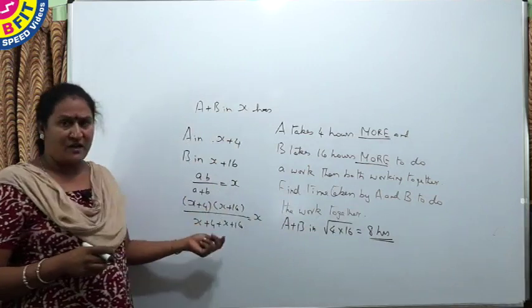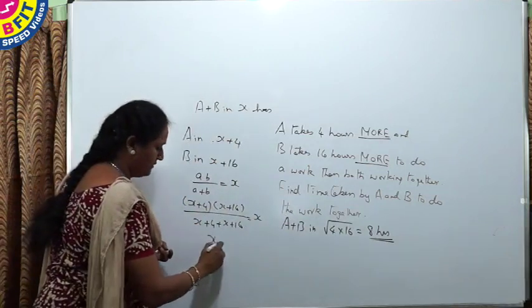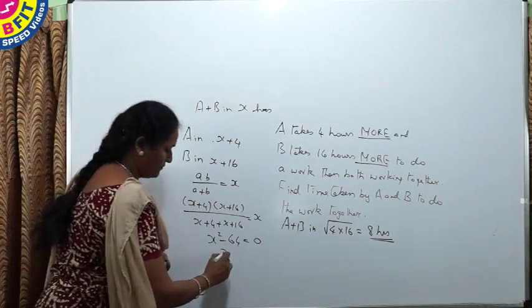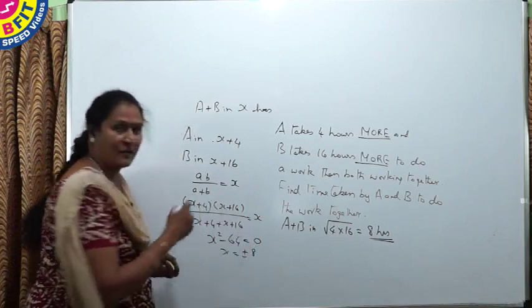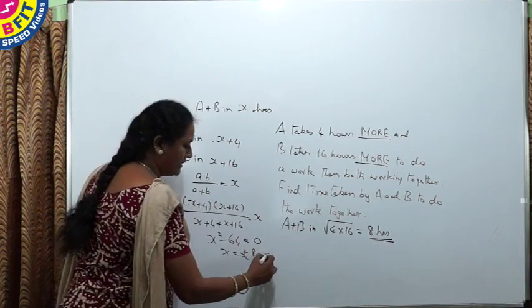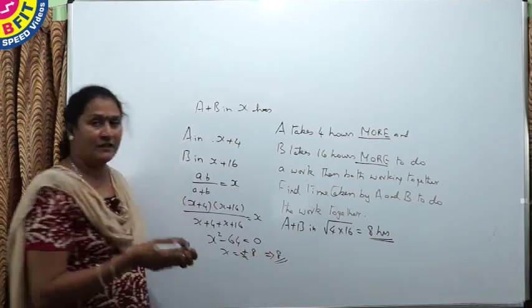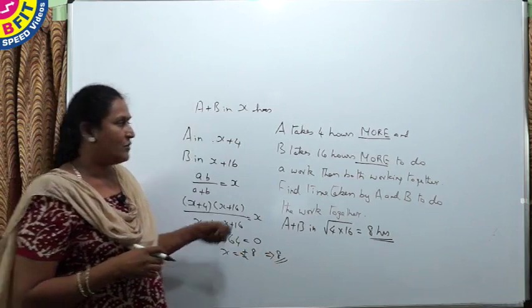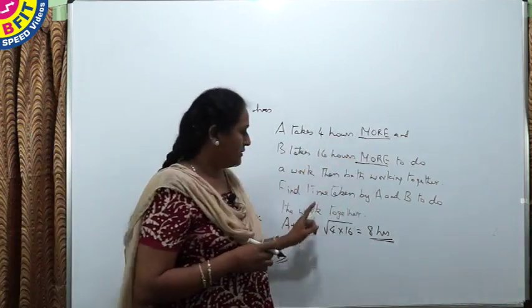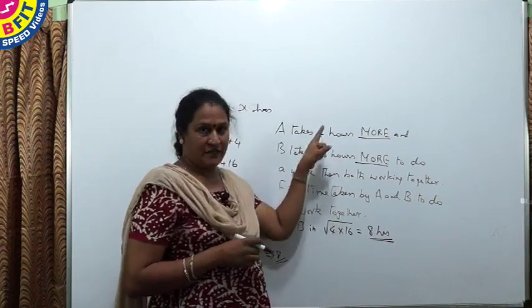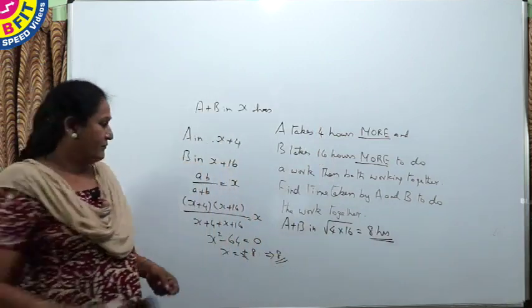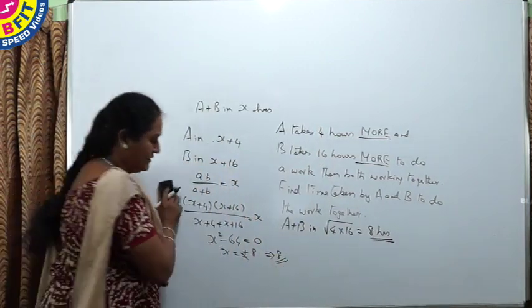When you expand this, finally you will end up with the equation x square minus 64 equal to 0, where x equals plus or minus 8. Avoiding the negative value, we get x equal to 8. So the time together is 8. Instead of working all this, whenever they give us additional time, 4 hours more and 16 hours more, the time taken together is the product of the additional times, then take the square root. So you can avoid all these calculations.